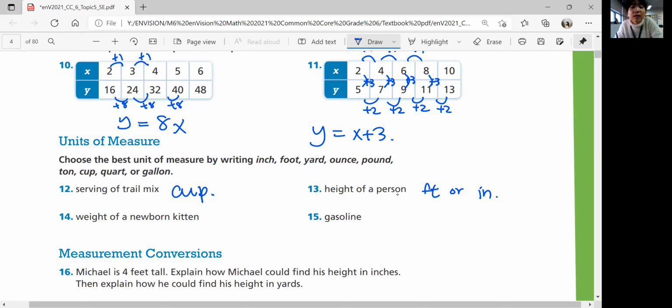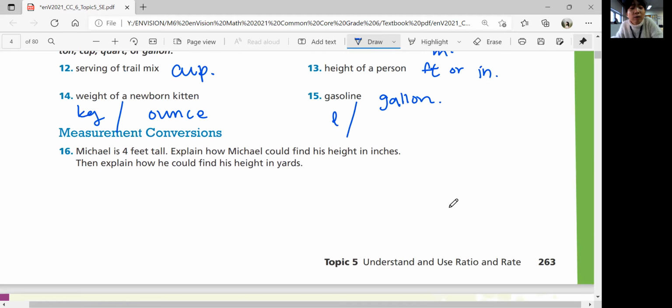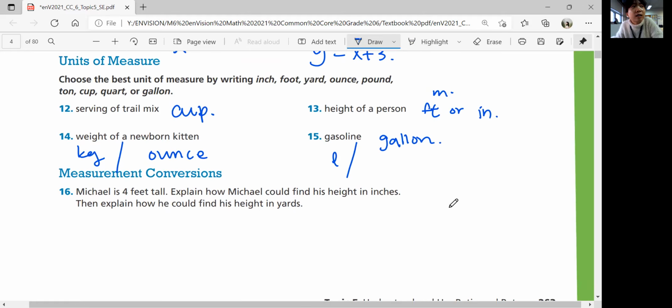Weight of a newborn kitten. Weight is going to be kilograms in Asia or ounces in the States. Gasoline will be gallons in the States, okay? Or also liters in Asia. Number 16, Michael is 4 feet tall. Explain how Michael could find his height in inches.